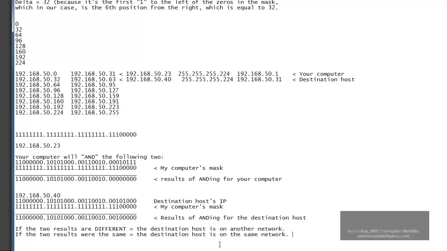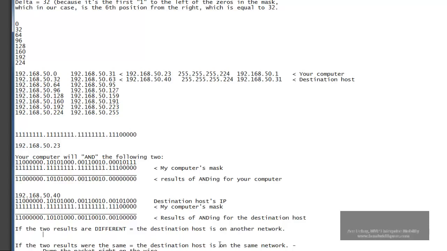So if it's on the same network, it will dump the packet right on the wire with a source and destination, to the destination host. However, if it belongs somewhere else, it sends the packet to the router or your gateway. You have to make sure your gateway is set properly. Remember, that's the reason why, and lets the gateway figure out where to find the other guy, the other network. That's how it works.